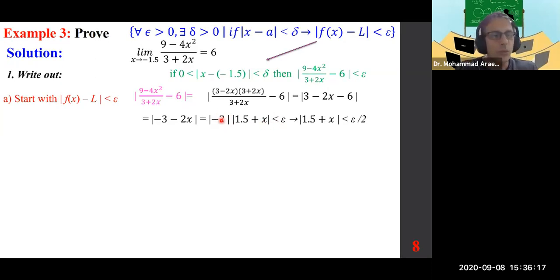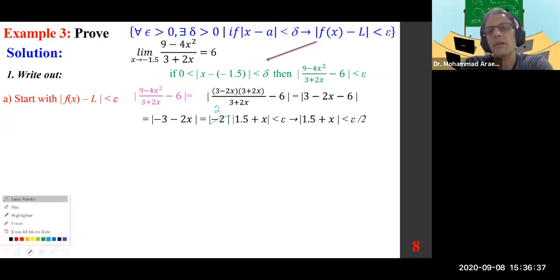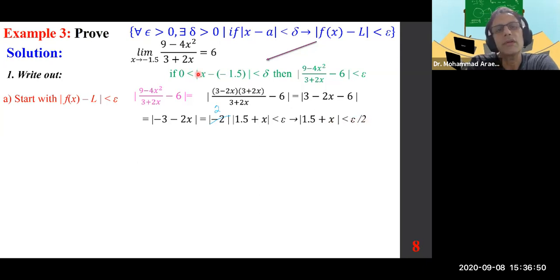Now class, what is the absolute value of negative 2? That's 2. So you divide both sides by 2, and now what did we get? Epsilon over 2. So I want you to compare this one, 1.5 plus x less than epsilon over 2, to the very first one, x minus 1.5 less than delta. I hope you see they are identical. That's x plus 1.5, the same thing. So delta must be the same as epsilon over 2.